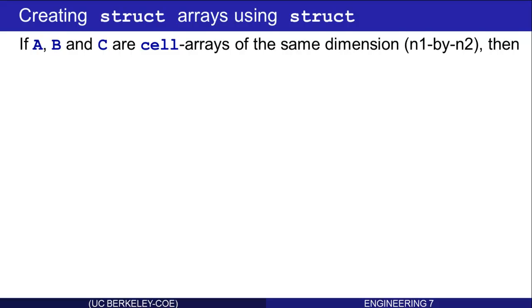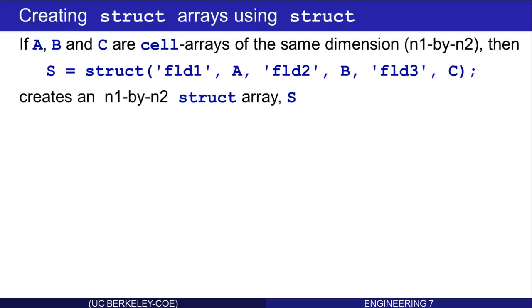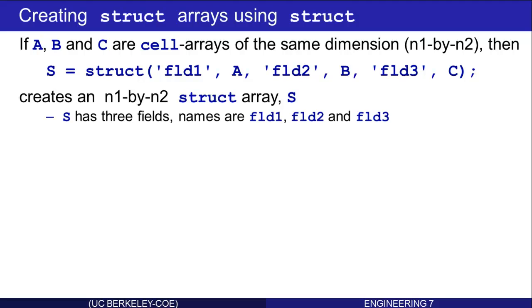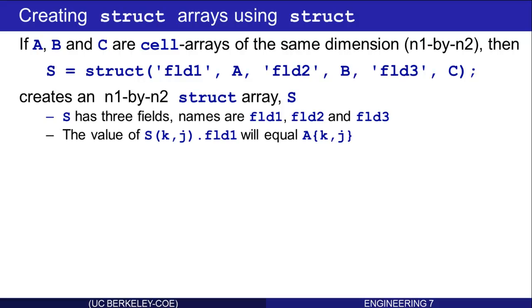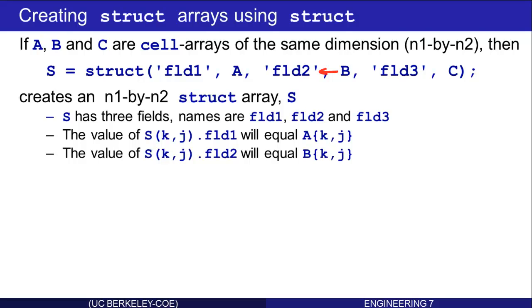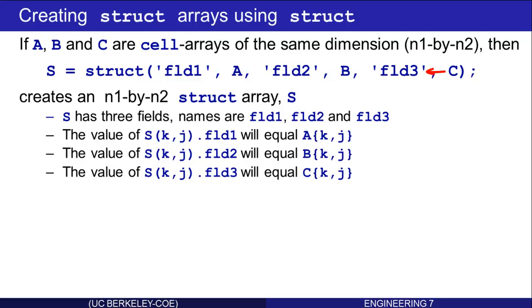If A, B, and C are cell arrays of the same dimension, n1-by-n2, then this command creates an n1-by-n2 struct array S. S has 3 fields given by the names listed. The values of the fields are given by the cell arrays. For any element of S, the value of field 1 is the corresponding contents of the elements of A. Similarly for field 2 and B, and field 3 and C.